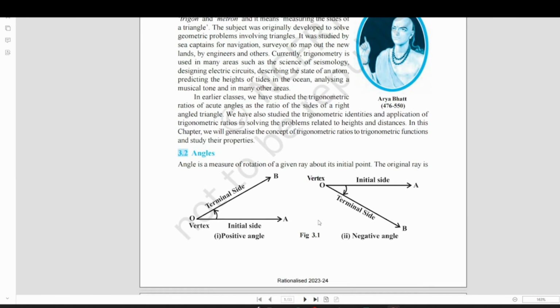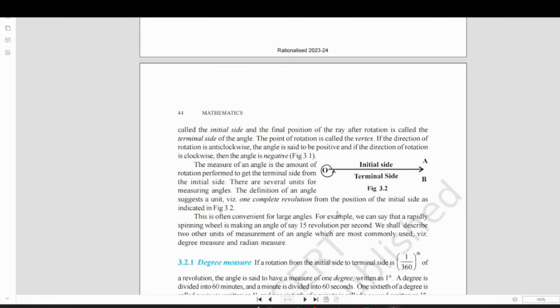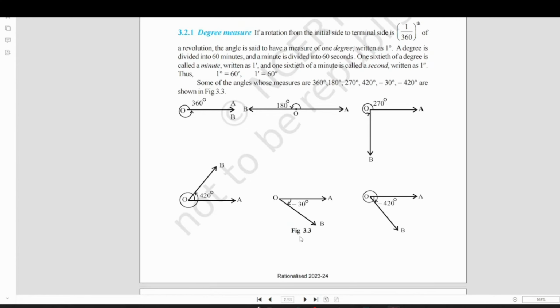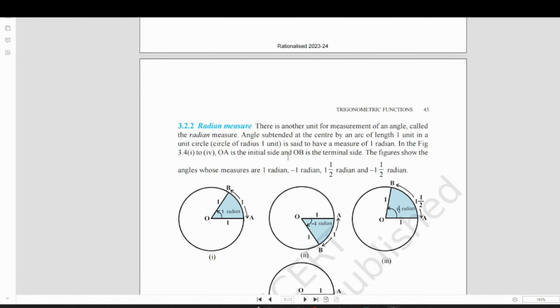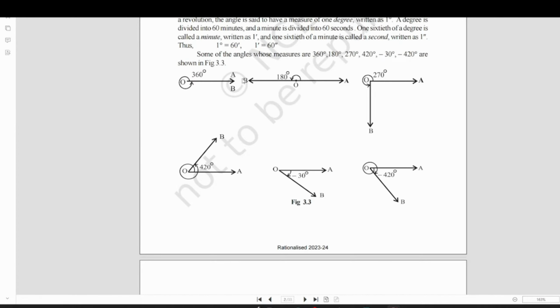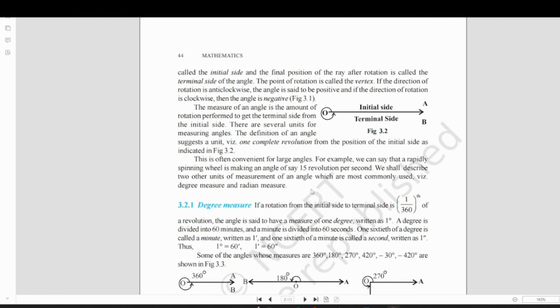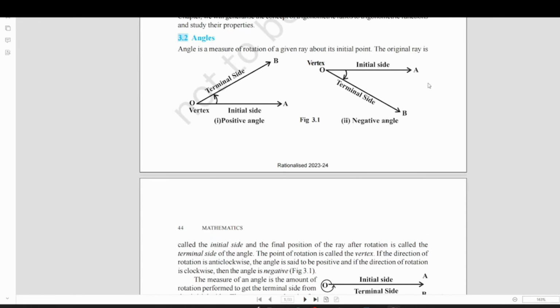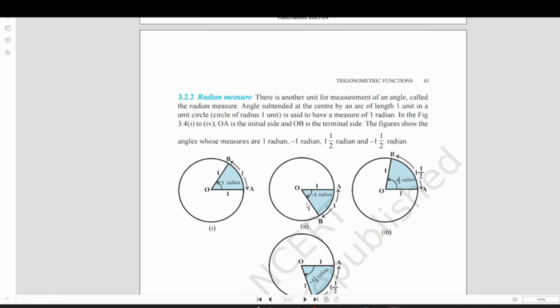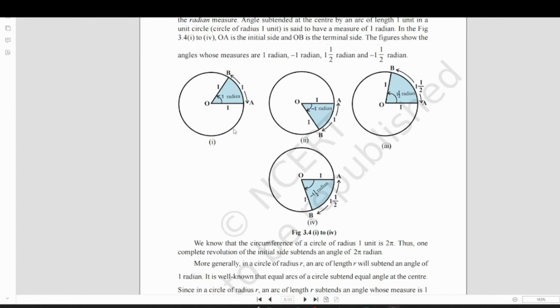We have done the introduction, of course, and then we studied about the angles also. What is the initial side, terminal side? We saw the degree measurement, the details of what is a degree and what is a radian. We also saw how radians are related to degrees as well. Just as for degrees, if it goes anti-clockwise, it will be a positive angle, and for radian also. So if it moves in an anti-clockwise direction, it will be a positive radian, and if it moves in a clockwise direction, it will be a negative radian, as you can see here.